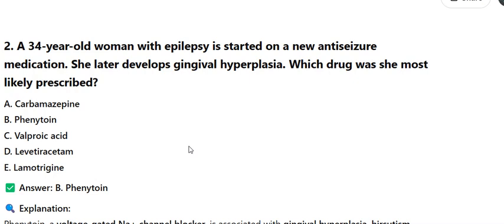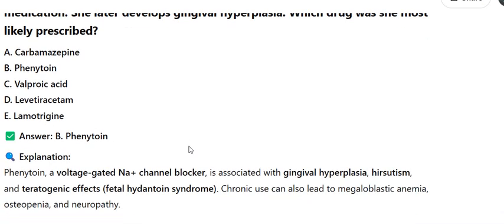Answer B. Phenytoin. Explanation. A voltage-gated Na+ channel blocker, it is associated with gingival hyperplasia, hirsutism, and teratogenic effects, fetal hydantoin syndrome. Chronic use can also lead to megaloblastic anemia, osteopenia, and neuropathy.